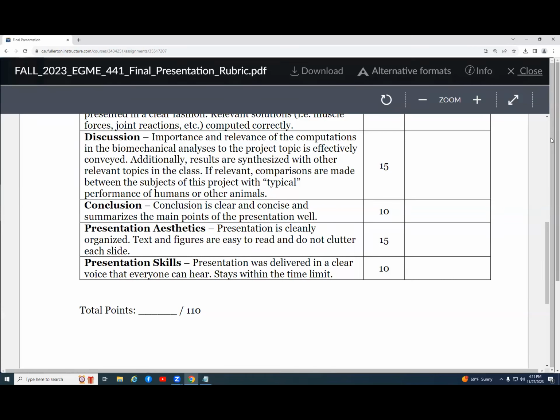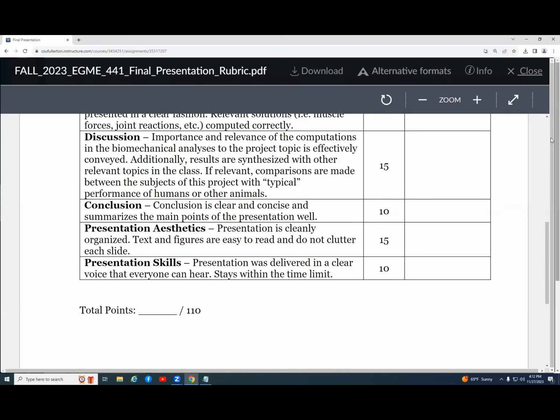And so what I tell people for presentations is less is more. The less text you can put on the slide, or even better, if you can just show a figure and then talk about the figure, having that memorized, that would be the best way to do it.